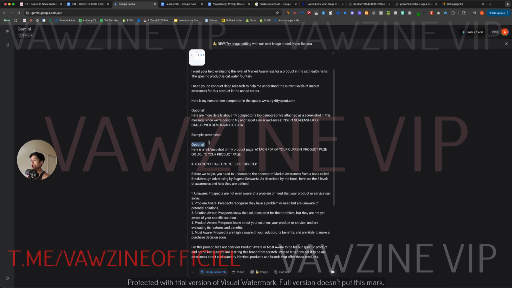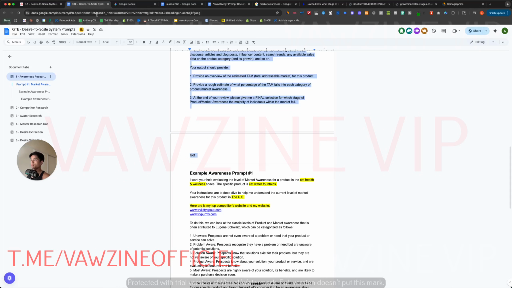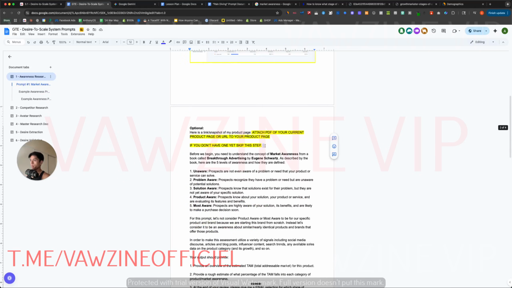Now, this is another optional step. This is mainly for people who already have a product that you've been selling and you want to implement the Desire to Scale system into your current product, or you are someone who is on the old system and you're trying to use the new research prompts. So if you have a PDF of your current product page or a URL to your current product page, attach it here. If you don't have one, skip this step, okay? And that's in the prompt as well to make it really, really clear. If you don't have one yet, skip this step. So again, it's totally optional. If you have one, go ahead and insert it.